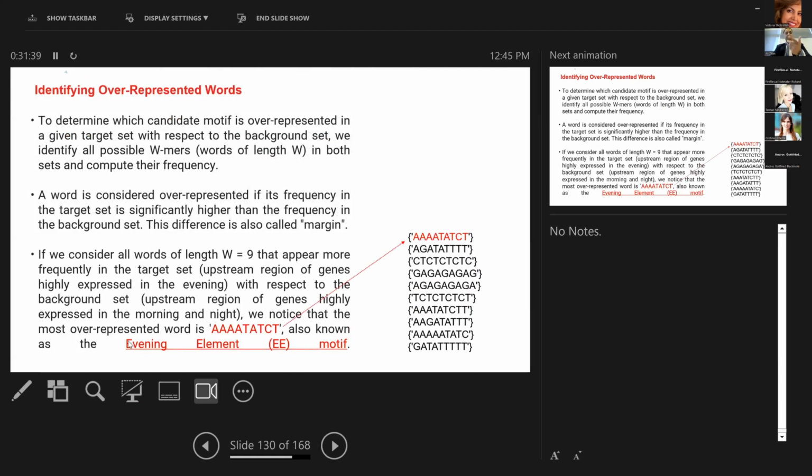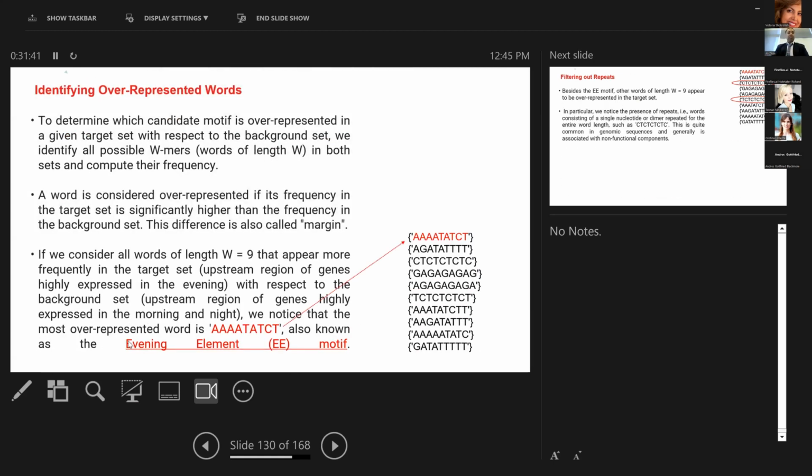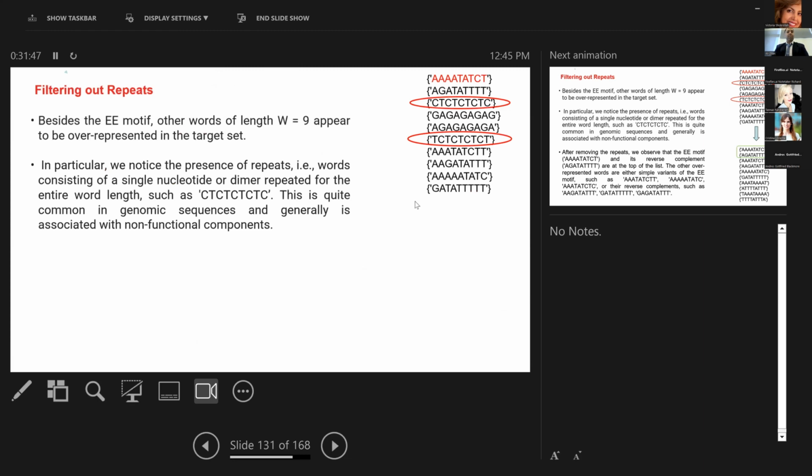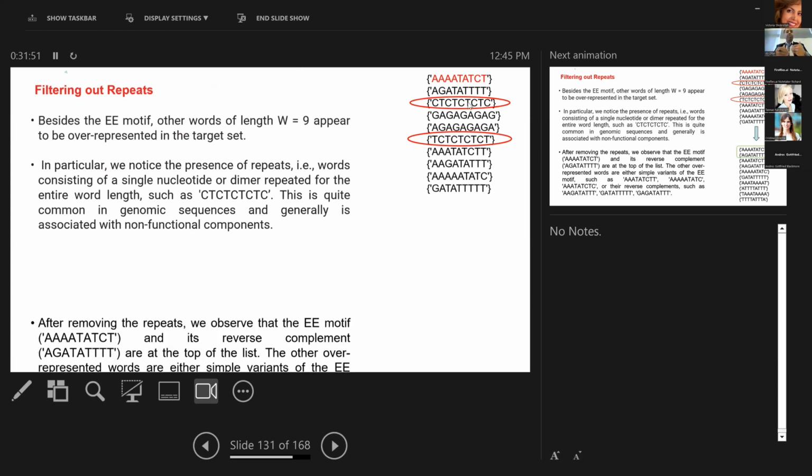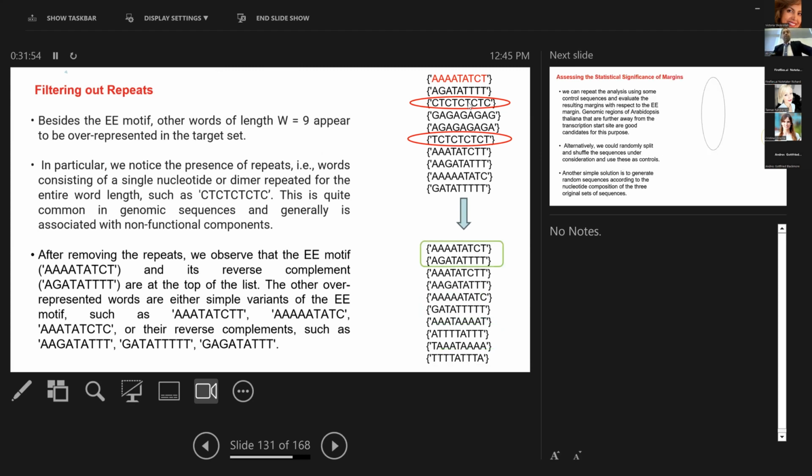And after applying machine learning algorithms, they found that the evening motif clearly stands out. But the problem with these motif findings is that there's a lot of redundancy, so you always have to filter. After repeated filtering, again using machine learning algorithms, they found that the first 2, the prominent ones, are just the evening motif itself and its reverse complement, and the other ones are just variations.